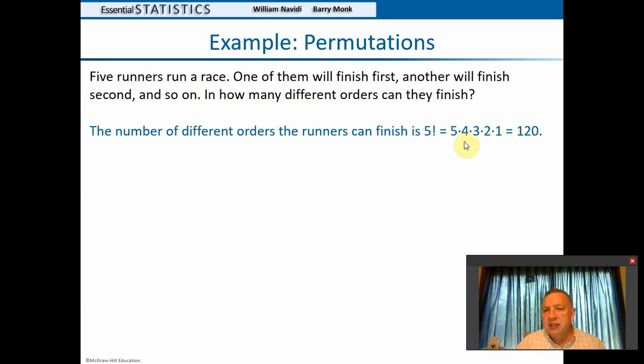We're basically doing the same counting principle again. In this case, for the first position, 5 of the runners can finish first. Once that's filled, we have 4 remaining runners for second, 3 for the third, 2 for fourth, and 1 for the fifth position. So there are 120 different ways that these 5 runners can finish the race.